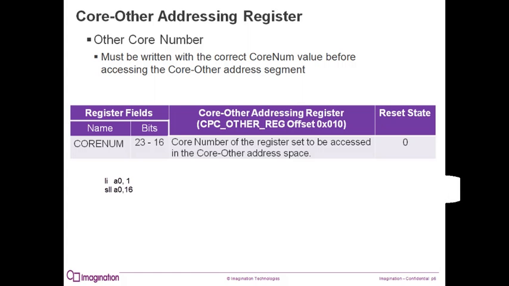First, a 1 is loaded into A0 and shifted into position. Then the base address of the cluster power control registers is loaded into A1. And last, the other core's number in A0 is stored to the cluster power controller's Core Other Addressing Register using the offsets of the CPC's Core Local Block and the Core Other Addressing Register.